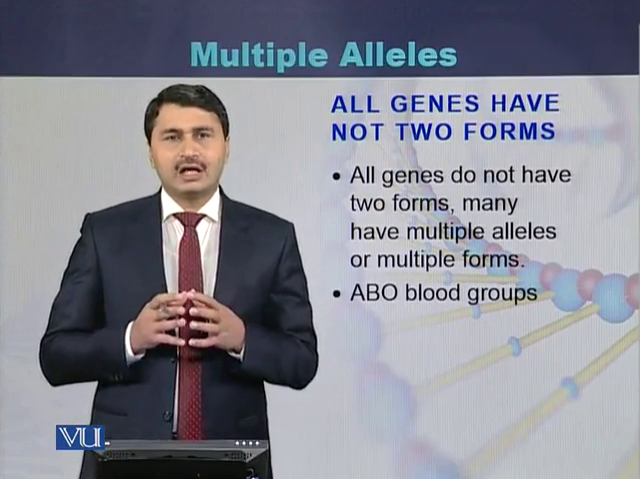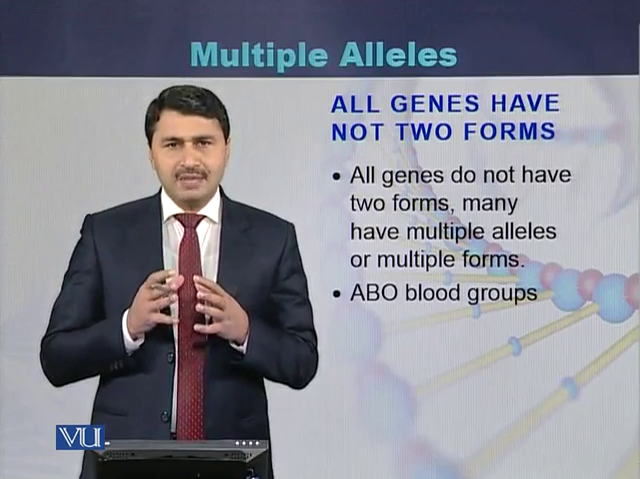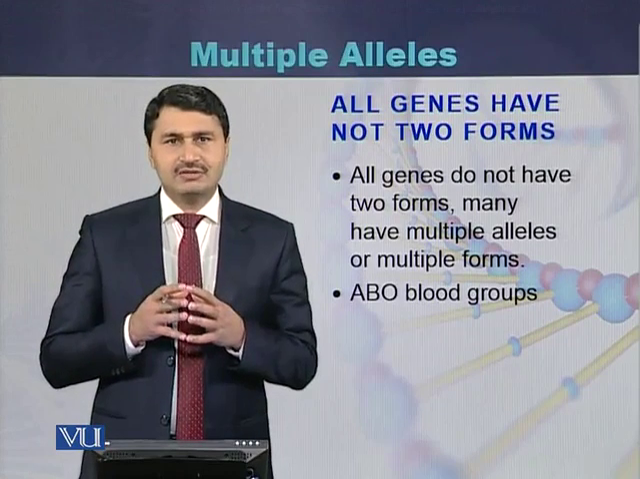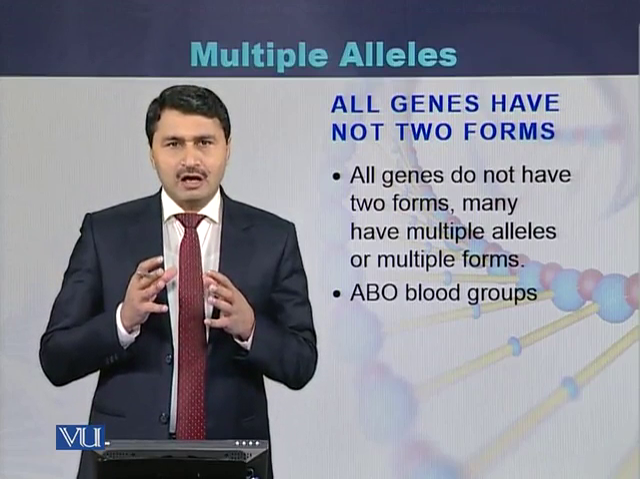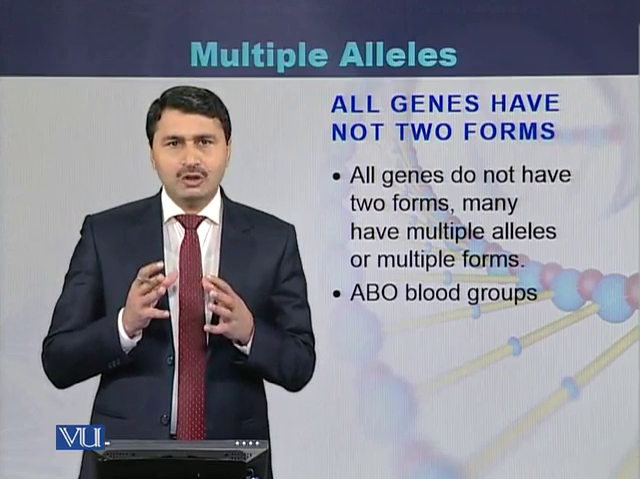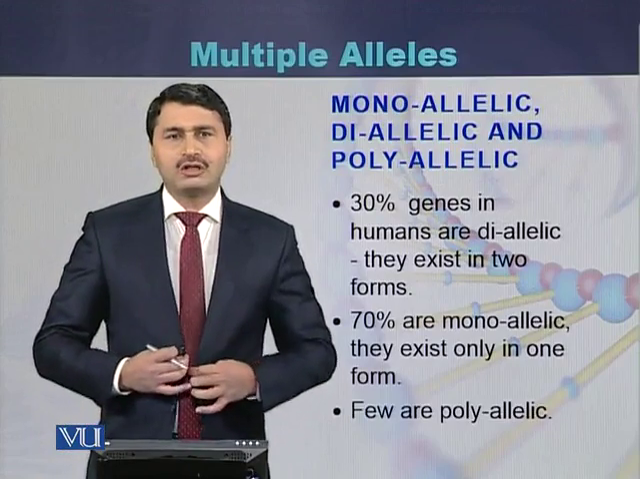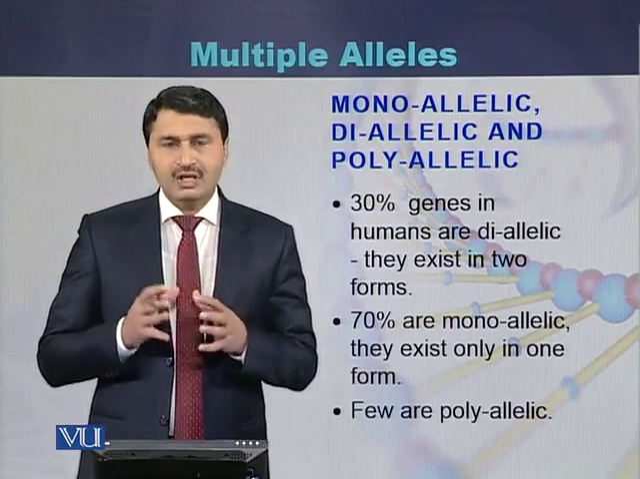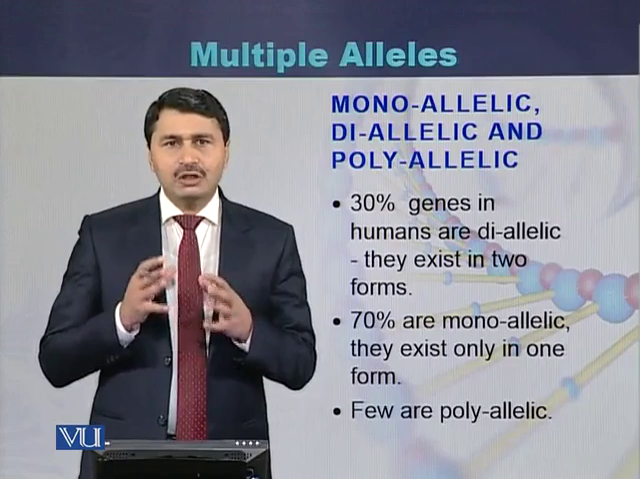But on the other hand, all genes do not have two alleles. There are many genes which have a single allele, and there are many genes which are polyallelic, meaning they have more than two alleles. Those genes are called polyallelic genes. An example of a polyallelic gene is the ABO blood system of humans. Alleles can be monoallelic, diallelic and polyallelic.